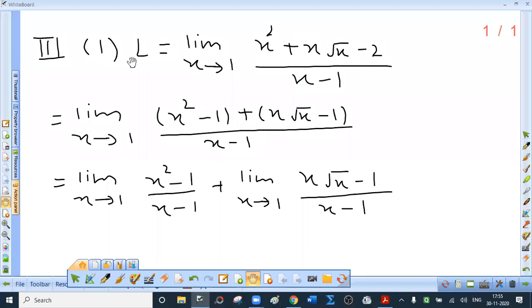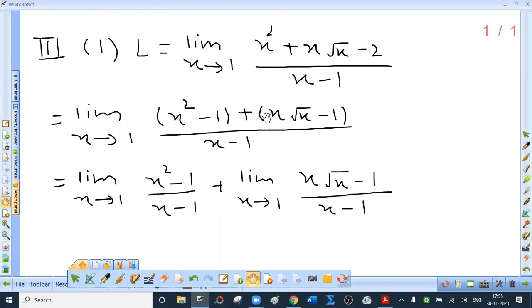Third sum, first part. Let L be the limit, x tends to 1, of x square plus x root x minus 2 upon x minus 1. See, we write this minus 2 as minus 1 minus 1. So the next step is x square minus 1 plus x root x minus 1. We have written the same numerator in a different form, which is allowed.